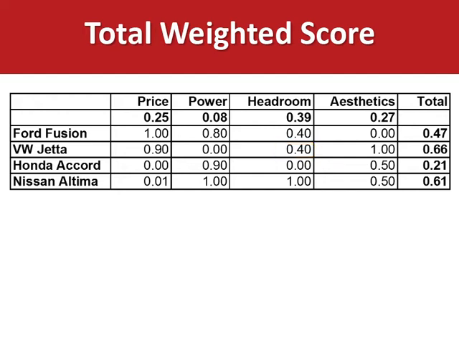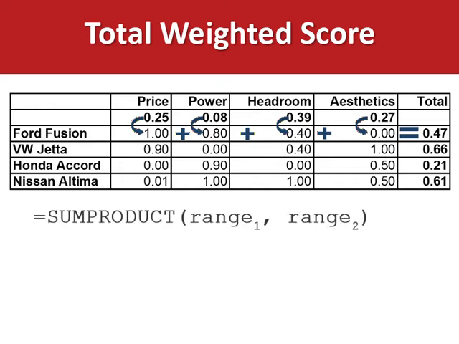Then it's just a matter of doing some simple vector arithmetic. We take the vector of scores from the Ford Fusion and multiply those scores by our weights for each attribute, and that gives us a single value, in this case 0.47, which is a total score, or if you like, a weighted average score where the weights are the weights we assign to the attributes. Now, an easy way to do this in Excel is to use the SUMPRODUCT function.